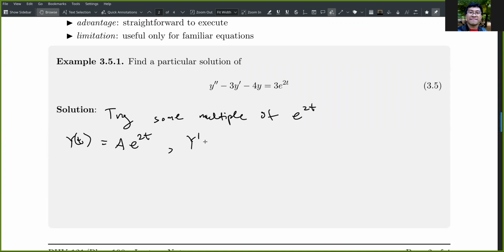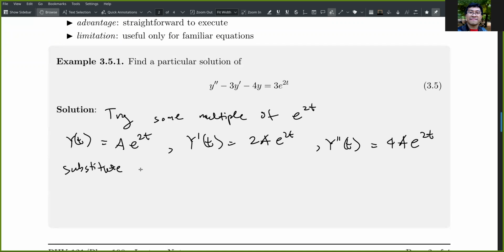If we take the first derivative, that would be 2A e^(2t). The second derivative is 4A e^(2t). And then we substitute this into equation 3.5 here. So we have y double prime is 4A e^(2t) right here, minus 3 y prime, which is 2A e^(2t), minus 4 times Y, which is 4A e^(2t).